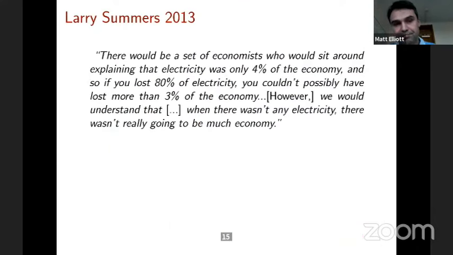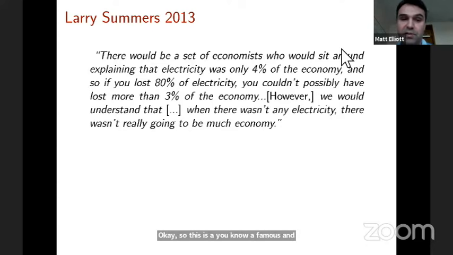Okay, so this is a famous and nice quote from Larry Summers about Holton's theorem. He says, there would be a set of economists who would sit around explaining that electricity was only 4% of the economy, and so if you lost 80% of electricity, you couldn't possibly have lost more than 3% of the economy. However, we would understand that when there wasn't any electricity, there wasn't really going to be much economy.